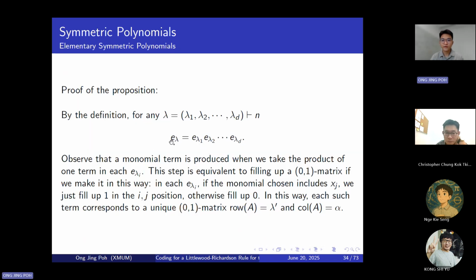So here's the proof of this proposition. When we take the product of one term in each e lambda i, a monomial term will be produced. And this is actually equivalent to filling in 1 in the ij position of the matrix if the term in e lambda i includes xj, and 0 otherwise. So in this way, any term uniquely corresponds to a 0,1 matrix.